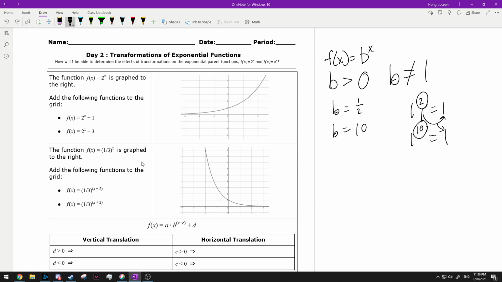f of x is equal to 2 to the power of x is graphed to the right. Add the following functions to the grid. So they want us to shade in or graph f of x and the second f of x. I'm going to make this g of x real quick. So that means if it's outside of the x's, it's going to be going up 1, and this is going to be going down 3. I'll write this in green.